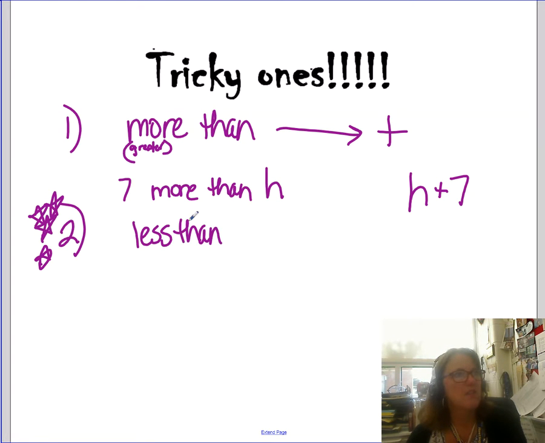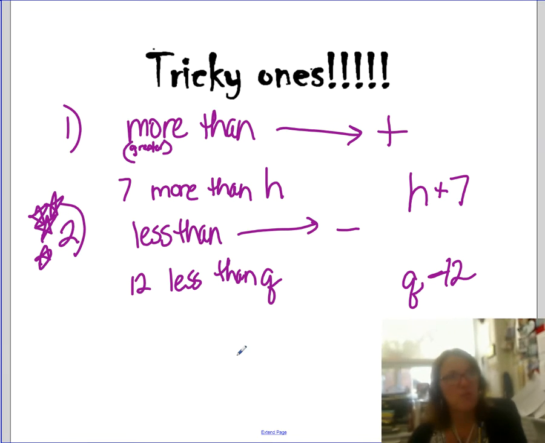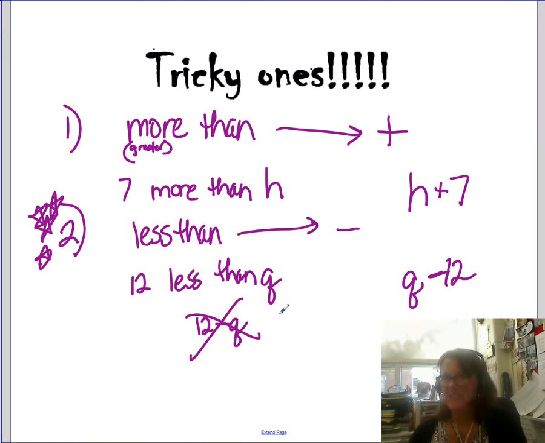So here's what we have to look at here. Less than implies subtraction. If I said something like 12 less than Q, here's how you have to write it. 12 is what is being subtracted from the Q. So you have to put the Q first and then subtract the 12. And subtraction you definitely cannot do in the other order. On this one, it might even be good to write this. If you wrote 12 minus Q here and then put a big old nope, cross it out, you have to turn it around this way.